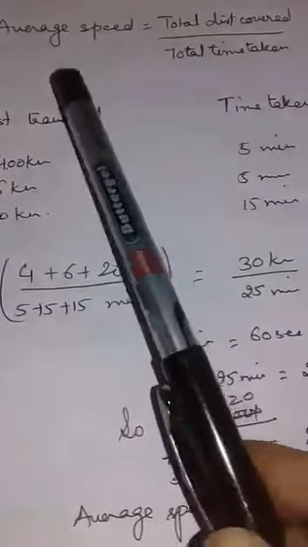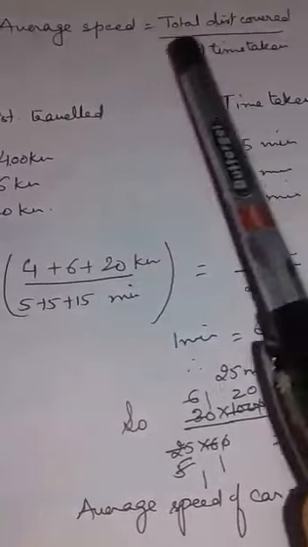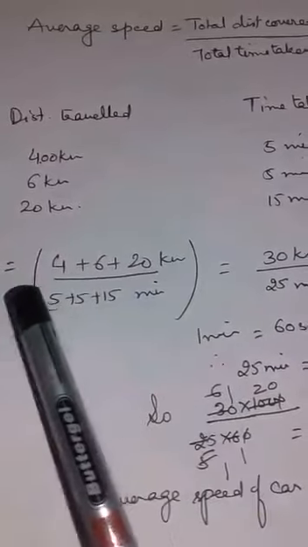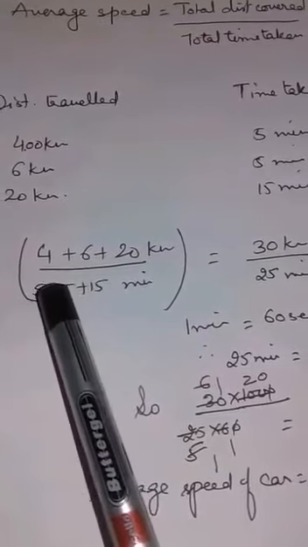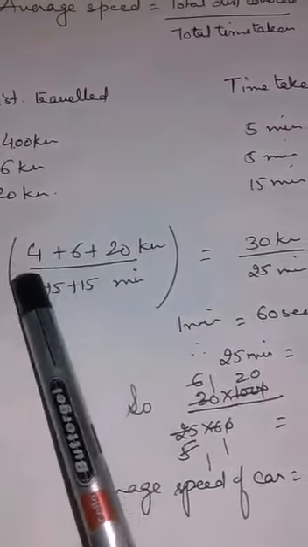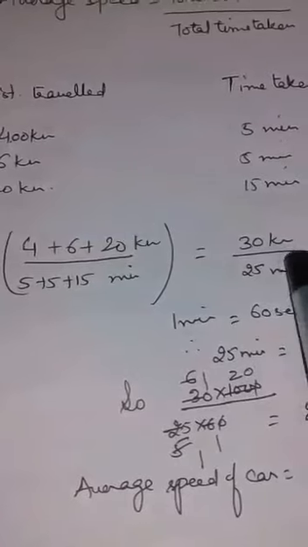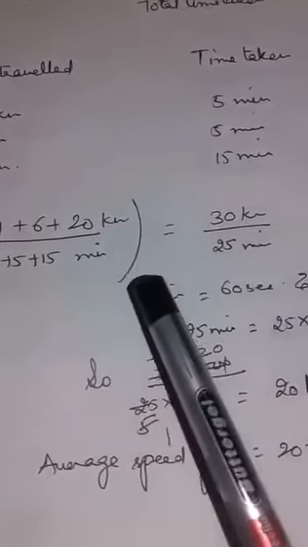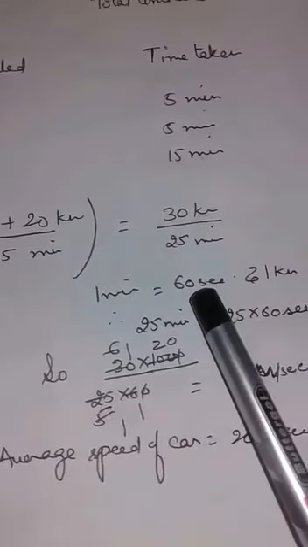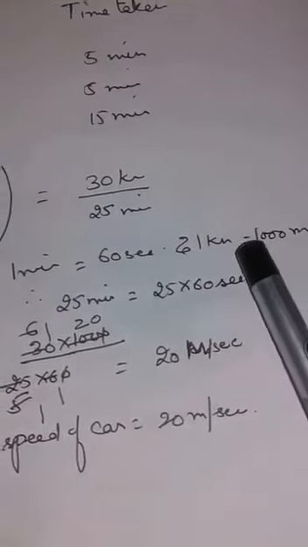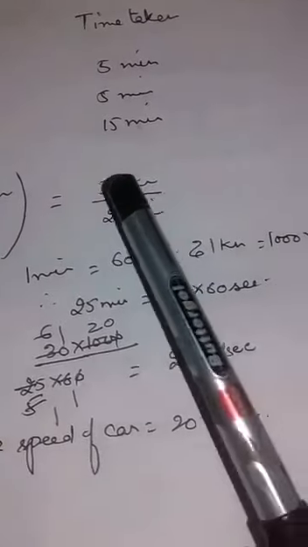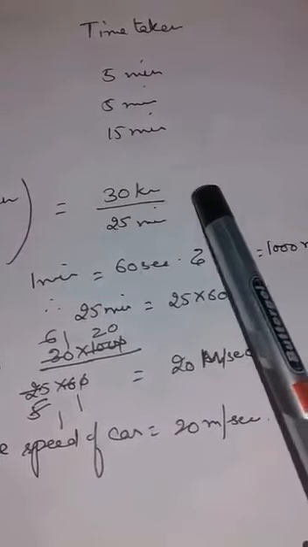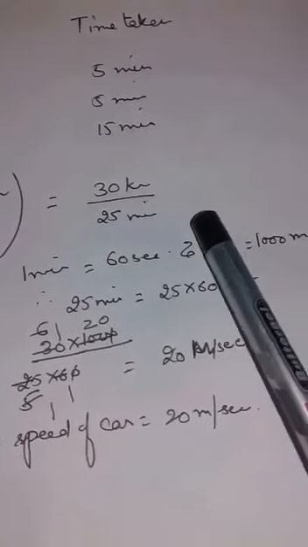So according to the formula, average speed is equal to total distance covered by total time taken. Firstly, we have to add all the distances, then we have to add all the time taken. 4 plus 6 plus 20 is equal to 30 km. 5 plus 5 plus 15 is equal to 25 minutes. Because 1 minute is equal to 60 seconds and 1 kilometer is equal to 1000 meters, we have to convert 30 km into meters and 25 minutes into seconds.